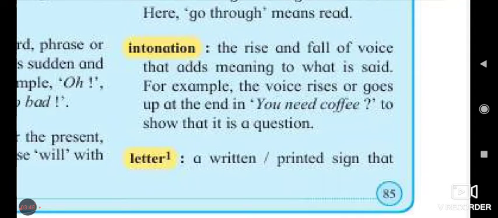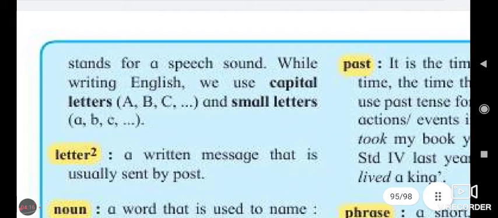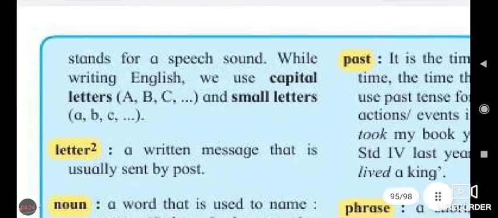Intonation is the rise and fall of the voice that adds meaning to what is said. For example, the voice rises and goes up at the end. You need coffee, said this way, shows that it is a question. Letter: a written and printed sign that stands for a speech sound. While writing English, we use capital letters A, B, C.